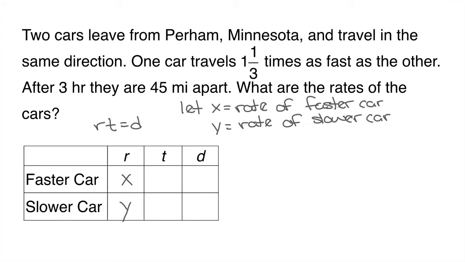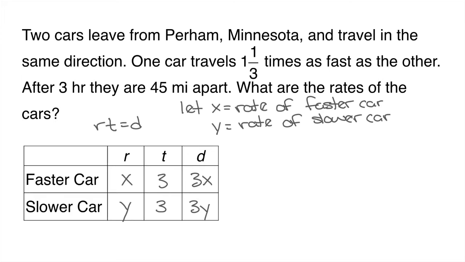The two cars have left in the same direction from the same place, and after 3 hours, they're 45 miles apart. So they've both traveled for 3 hours, and we can fill in the column t in our table for both cars with a 3, where t is in hours. Using the formula r times t equals d, we can fill in column d. For the faster car, r times t, or d, is 3x, and for the slower car, r times t, or d, is 3y. Now we're ready to create a system of equations.